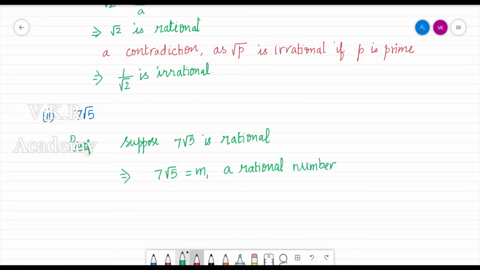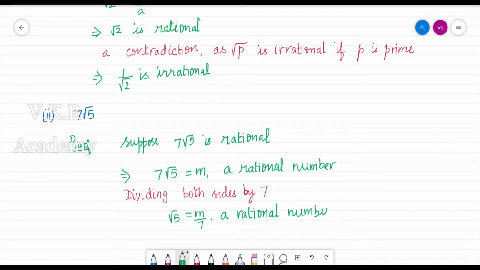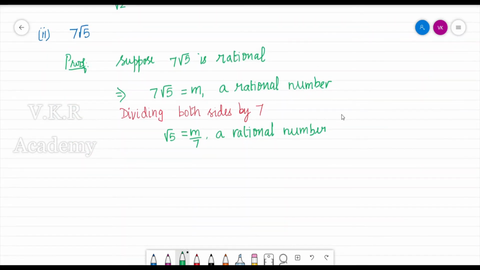Now divide both sides by 7. We get root 5 is equal to m by 7, which is again rational. Since m is a rational number, m by 7 is also a rational number, which is a contradiction as 5 is a prime number.